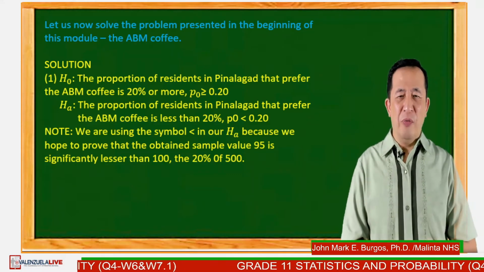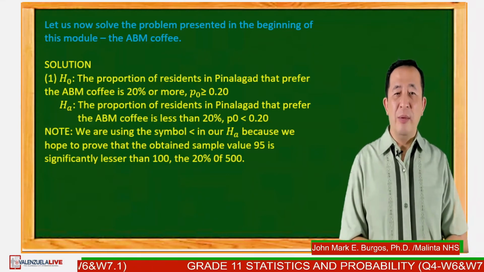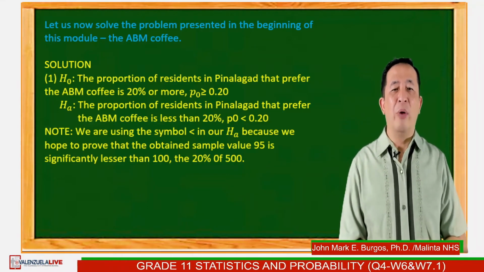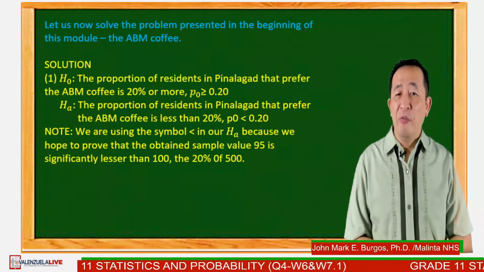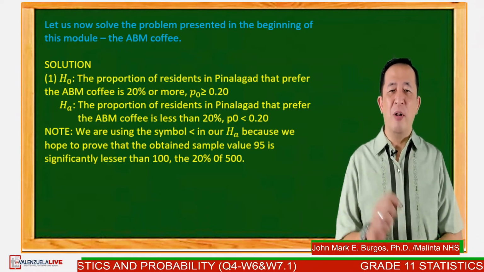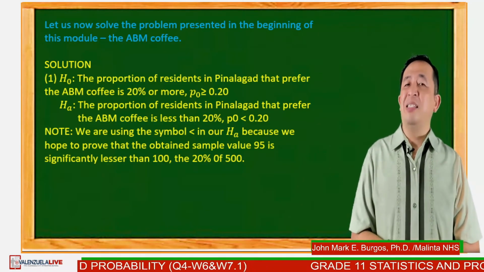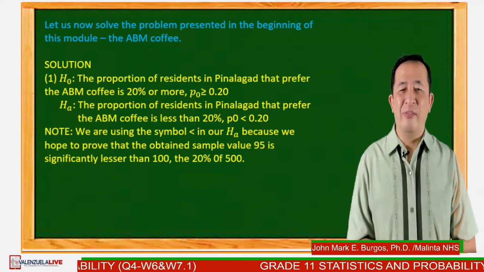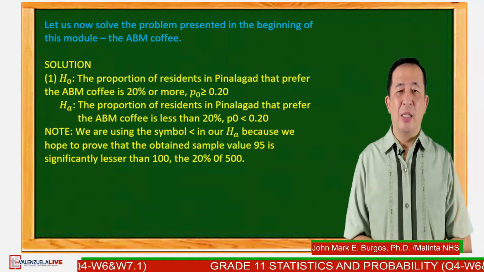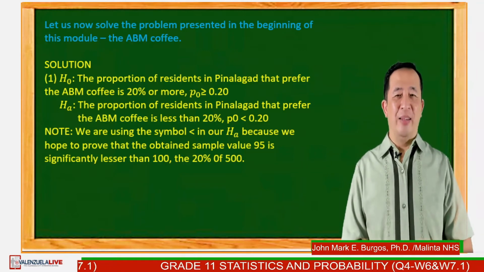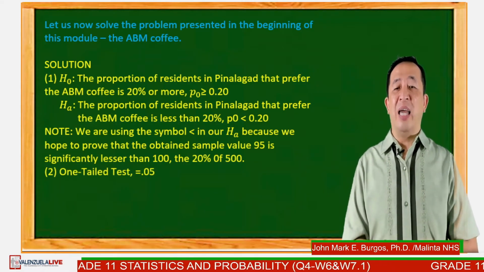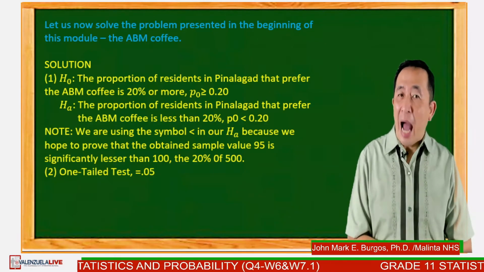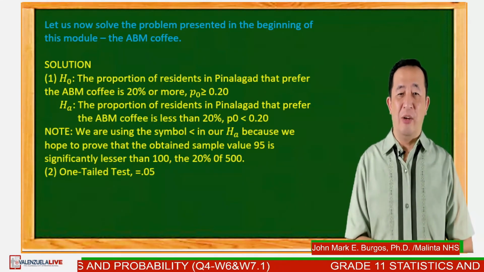Now take note of this. We are using the symbol less than in our alternative hypothesis because we have to prove that the obtained sample value 95 is significantly lesser than 100, the 20% of 500. The second thing that we have to consider is that it is a one-tailed test at alpha equal to 0.05.